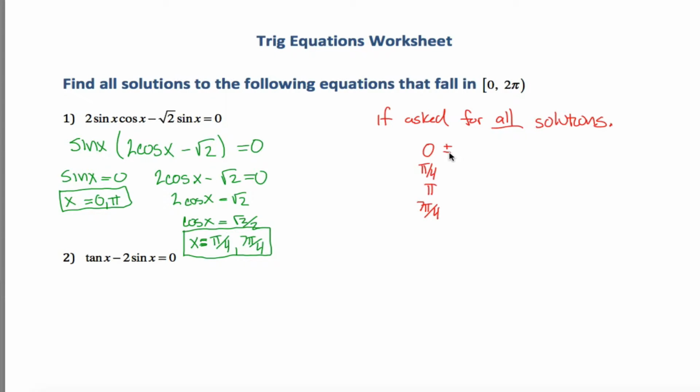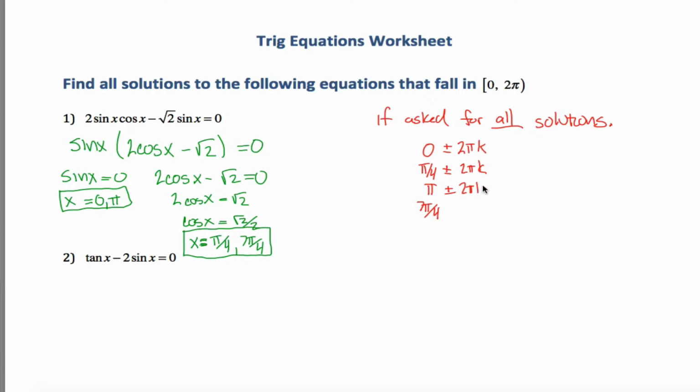I can always add or subtract any multiple of the period of the functions that produce these answers. So the period of both sine and cosine is 2 pi, so I could do plus or minus as many 2 pi's as I want. The way you represent as many 2 pi's as you want mathematically is you say 2 pi k. K is assumed to be a whole number.